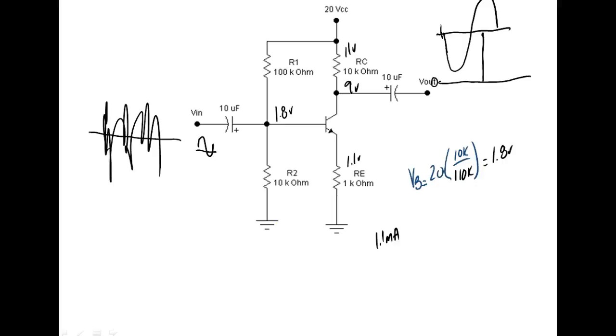So what we should have seen, if we hook it up, we should have seen this voltage and this voltage would be what? It should have been 180 degrees out of phase. Y'all understand why? Because when the input goes positive, this base current goes up, this base voltage goes up, which causes this current to go up, which causes this transistor to saturate more.